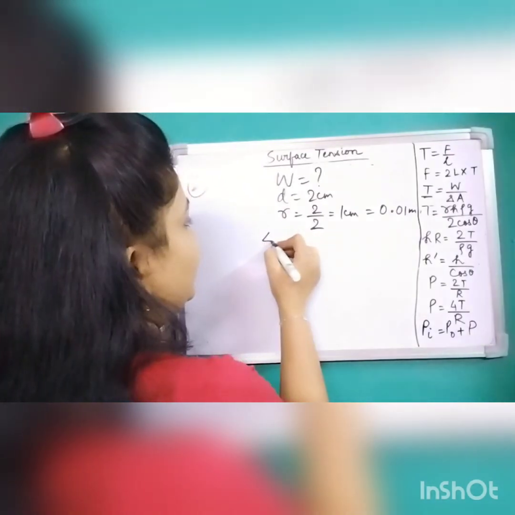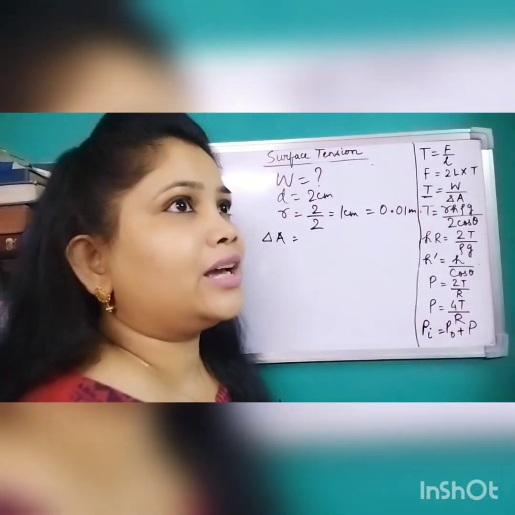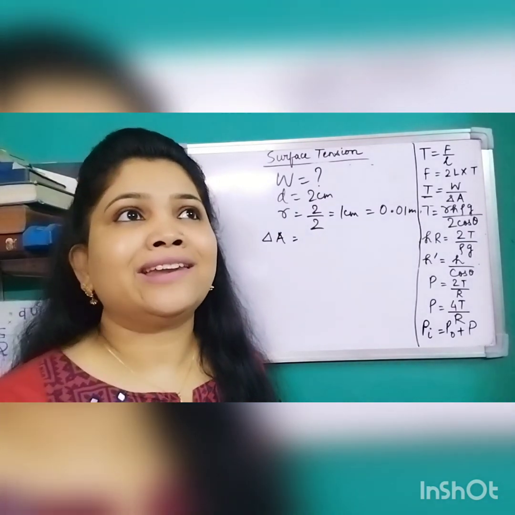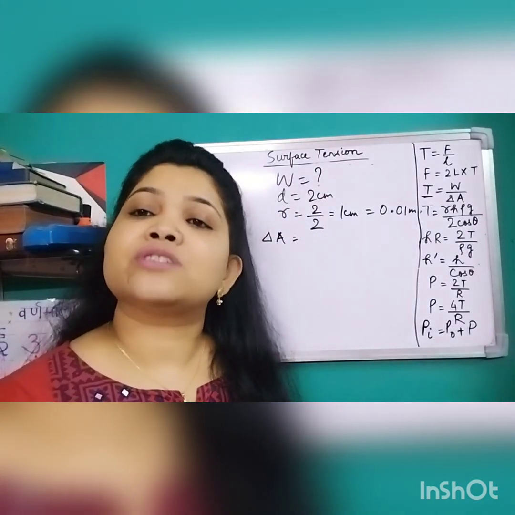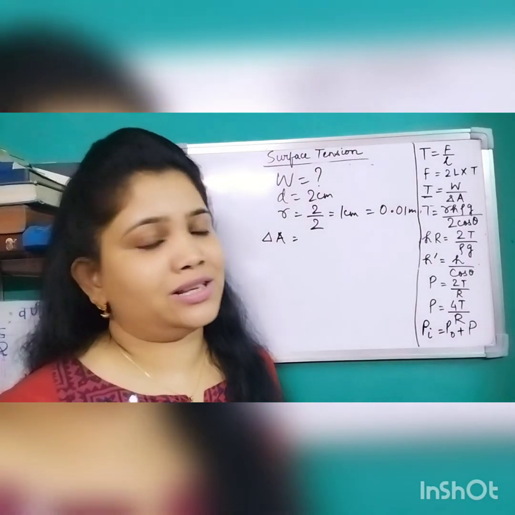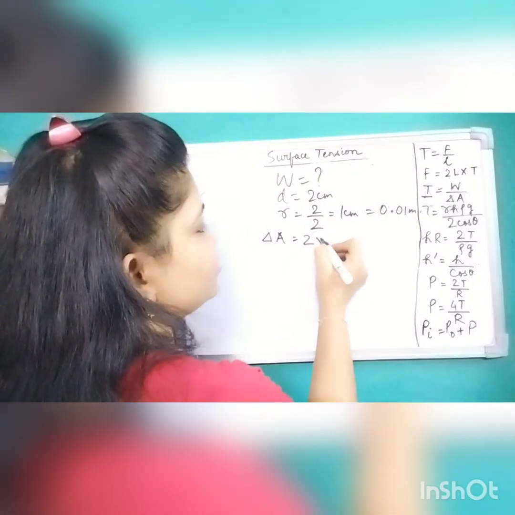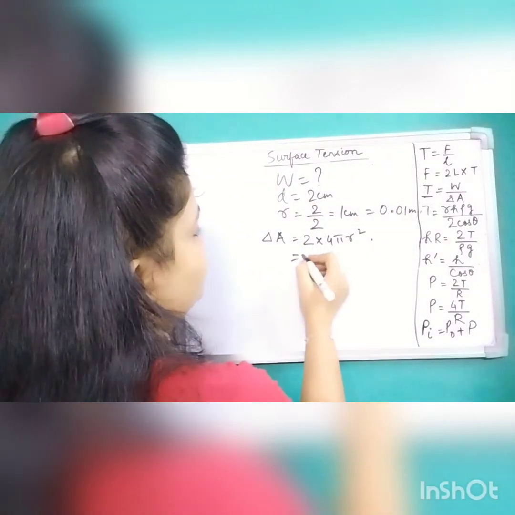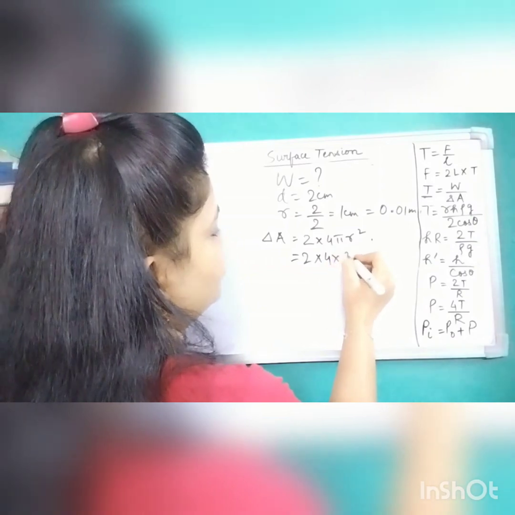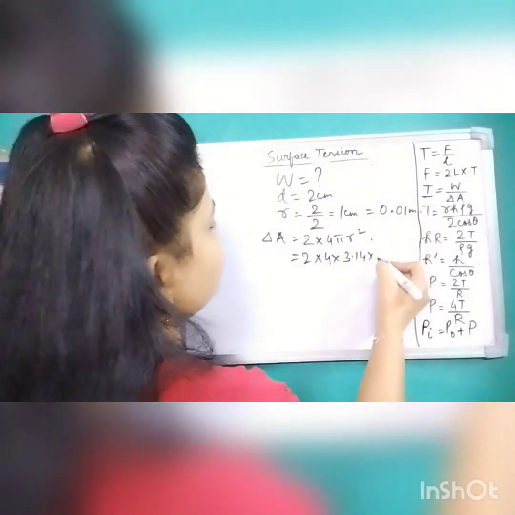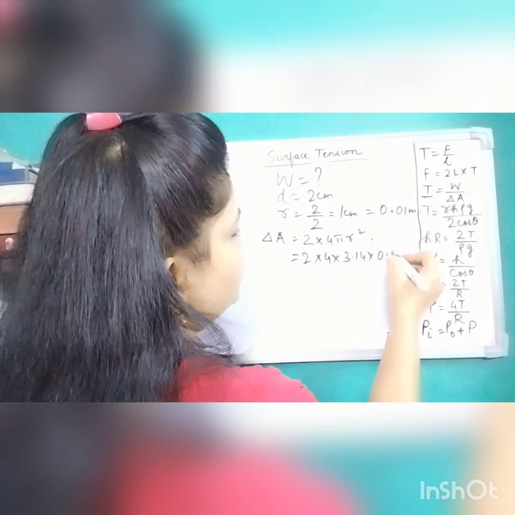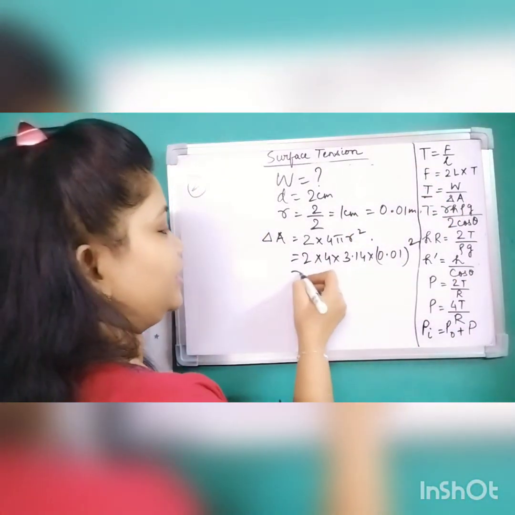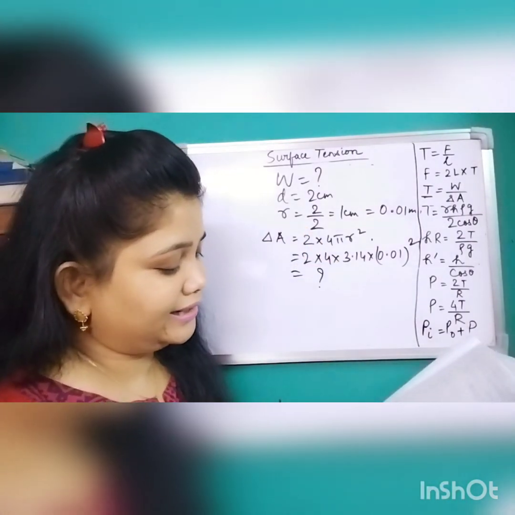What did I tell you? Delta A. Now, student, you have to remember that in the case of a soap bubble, it has two surface areas, okay? So here it will be 2 into 4 pi r square. So 2 into 4 into 3.14, and r square is, as you can see, 0.01 whole square. If you solve it, you'll get delta A.